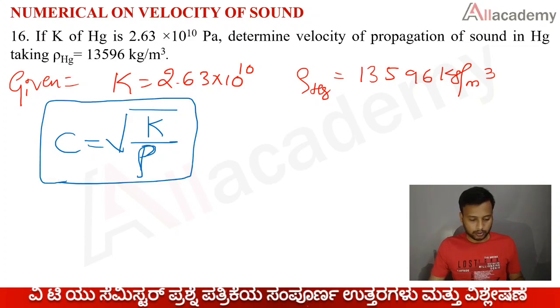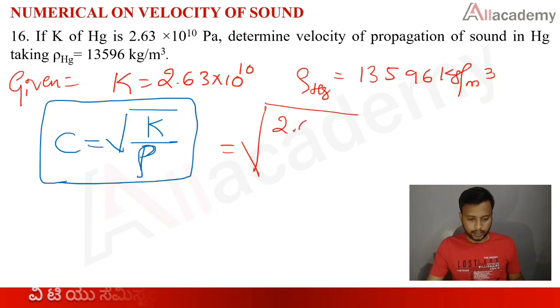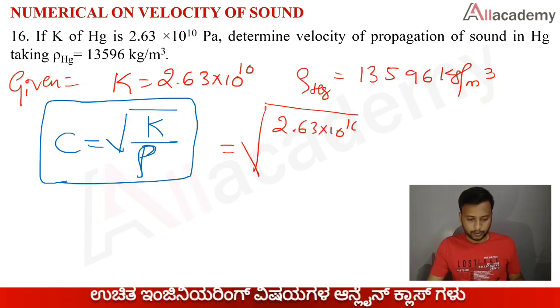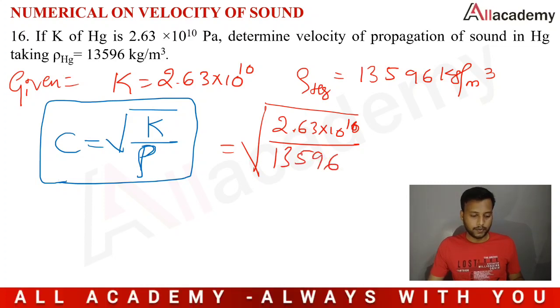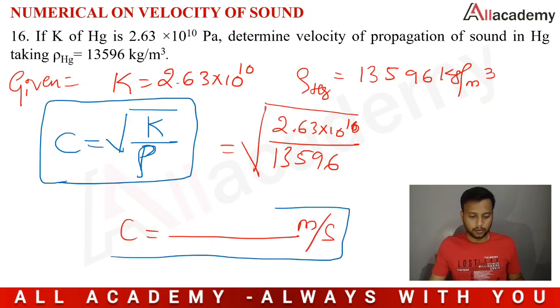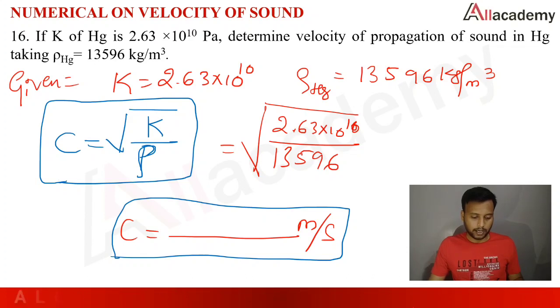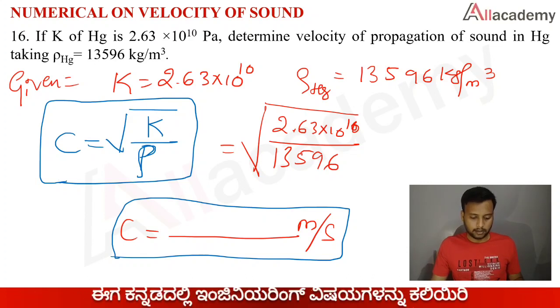Now let us substitute all the given values. That will be equal to root of K, 2.63 into 10 raised to 10, divided by the density of mercury, 13.596. So the C value you will get in terms of meter per second. I want you to solve this one and write the correct answer in the comment section.